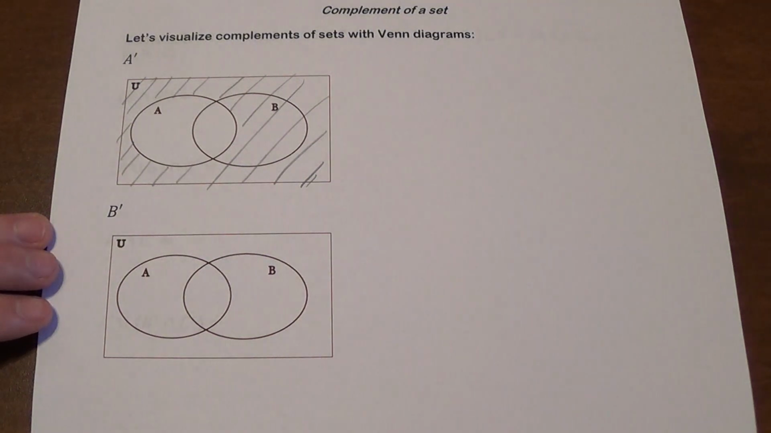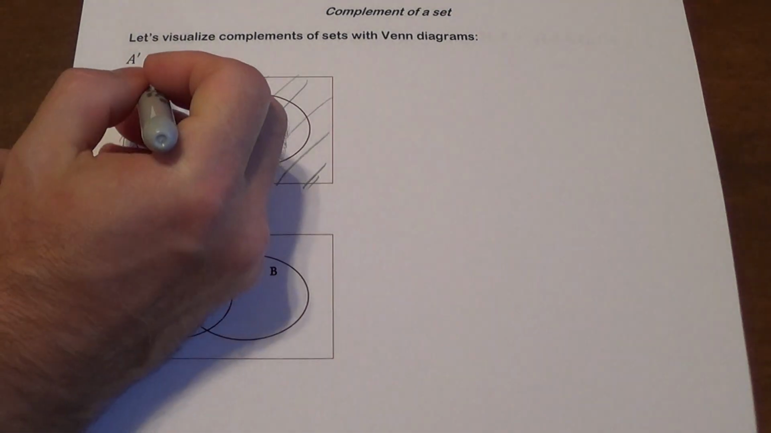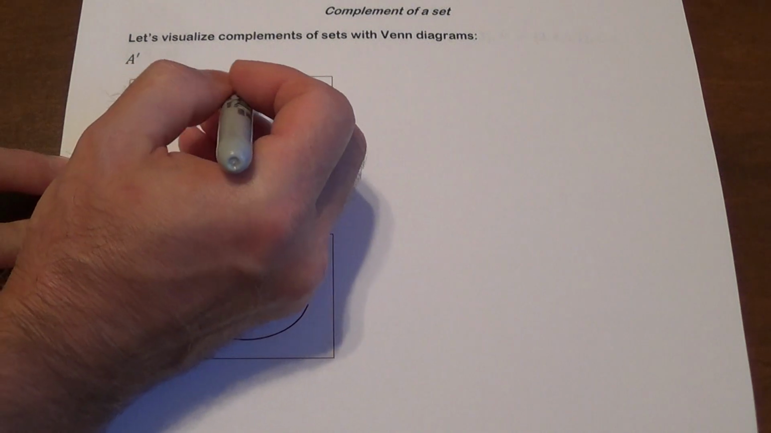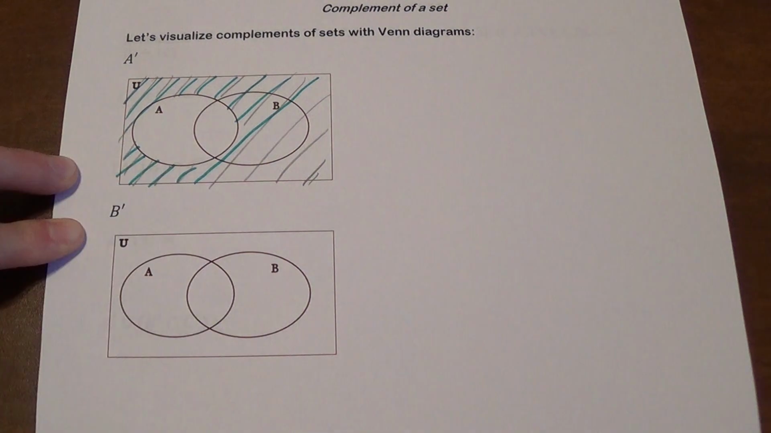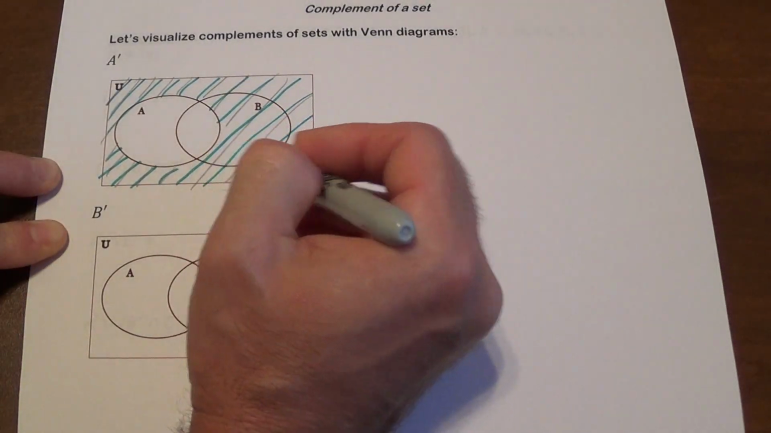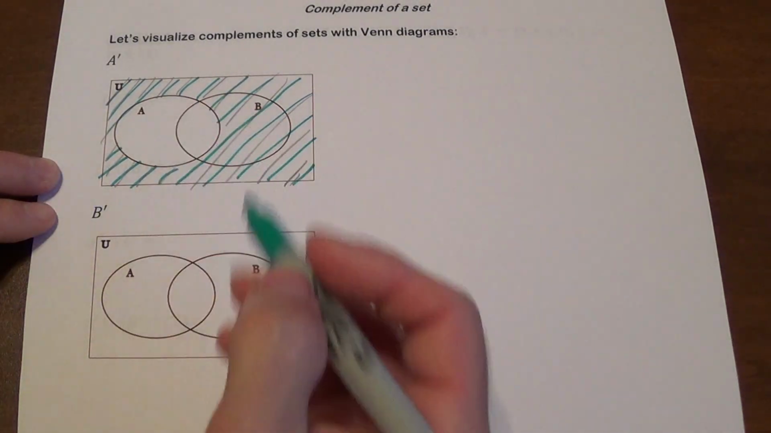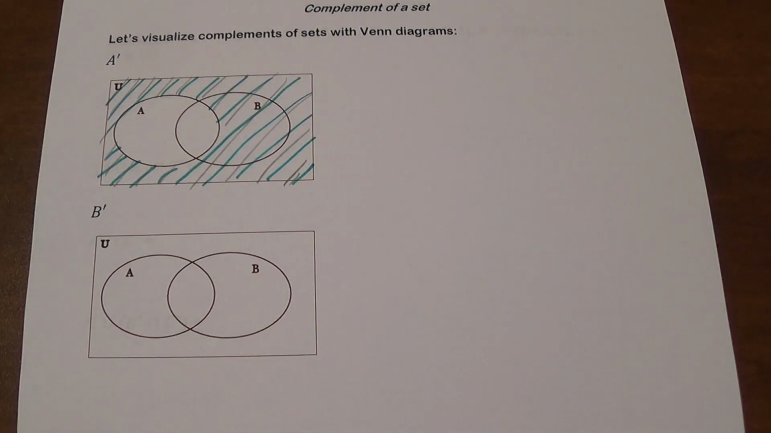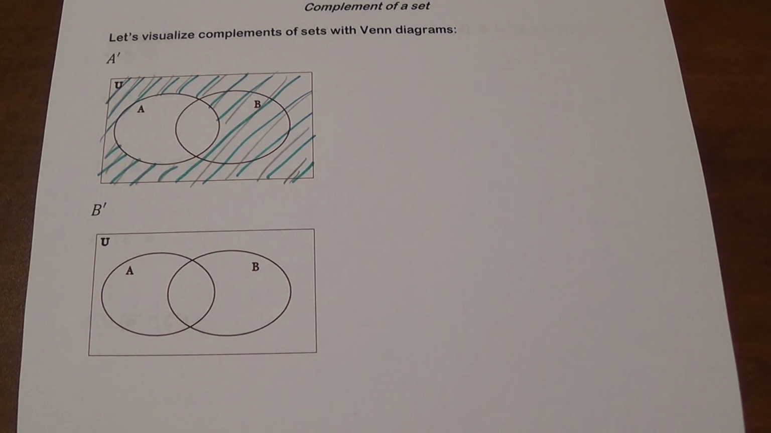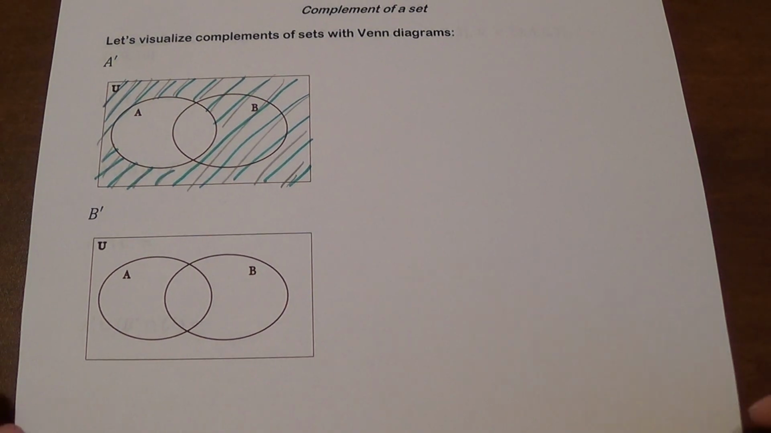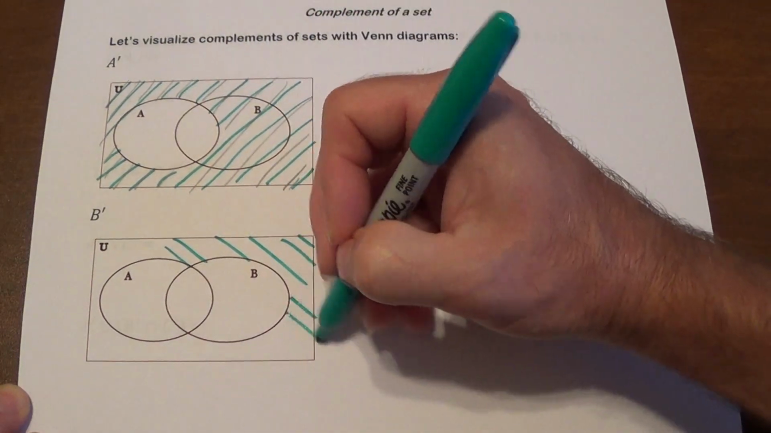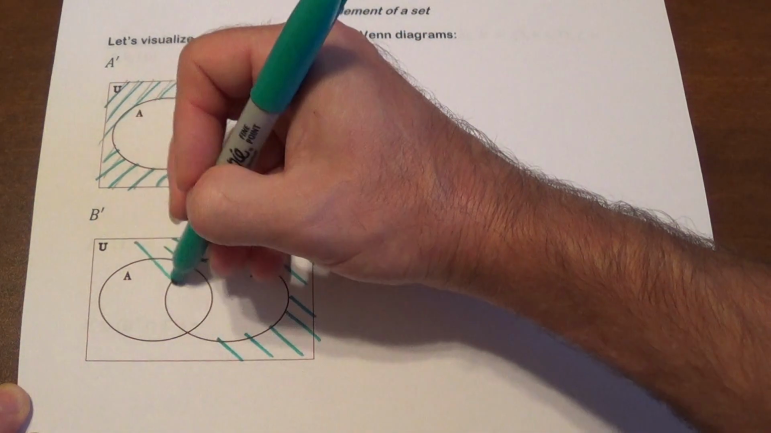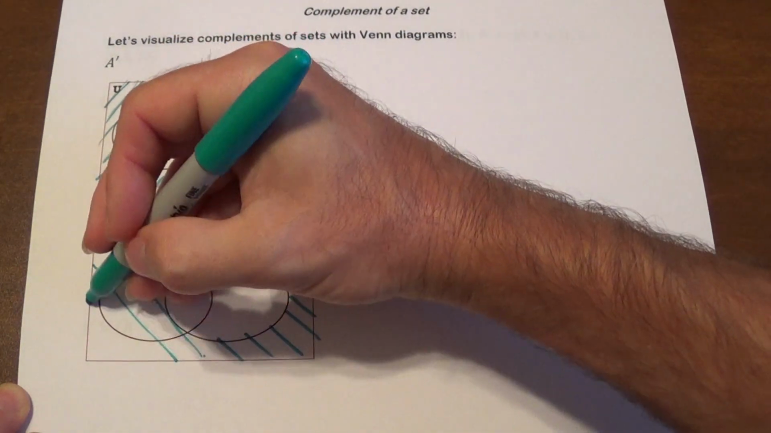Okay, so it's going to look like this. So all these, except what's in A. And you can probably understand that the complement of B is going to be all the elements except those that are in B. So we're going to shade everything except what's in the set B, so everything on the outside of B but inside of U.